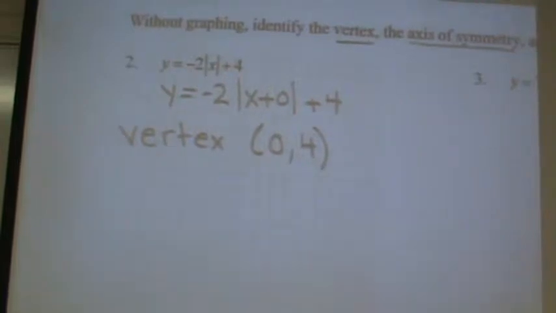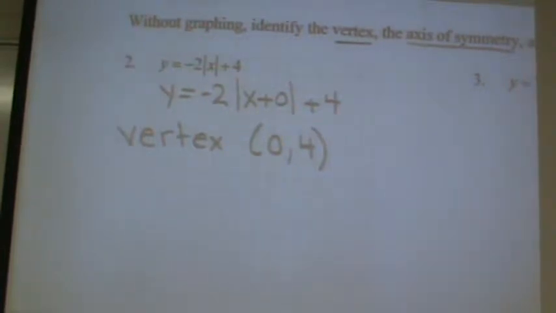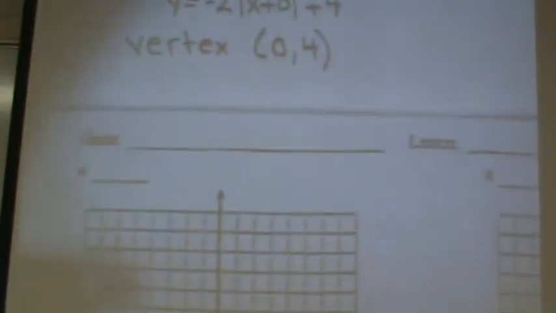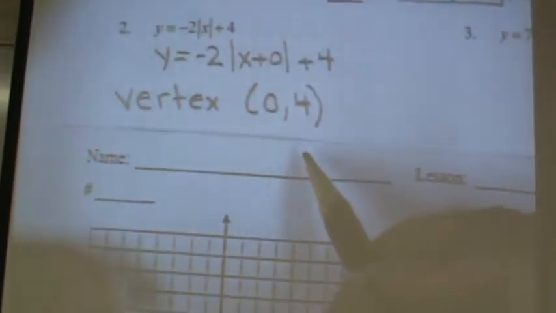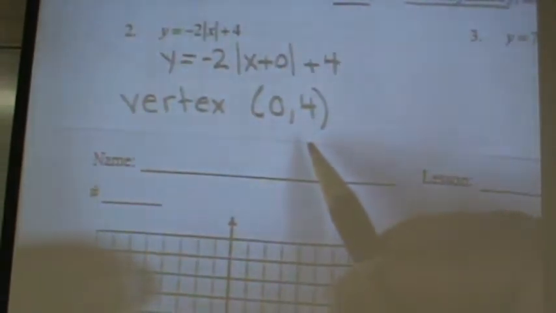So if we were to sketch this graph, what would it look like? You're gonna need graph paper. Can someone tell me where to begin on this? Let's graph them. Where do we begin when we graph this? Start at 0, 4. Here's 0, 4.